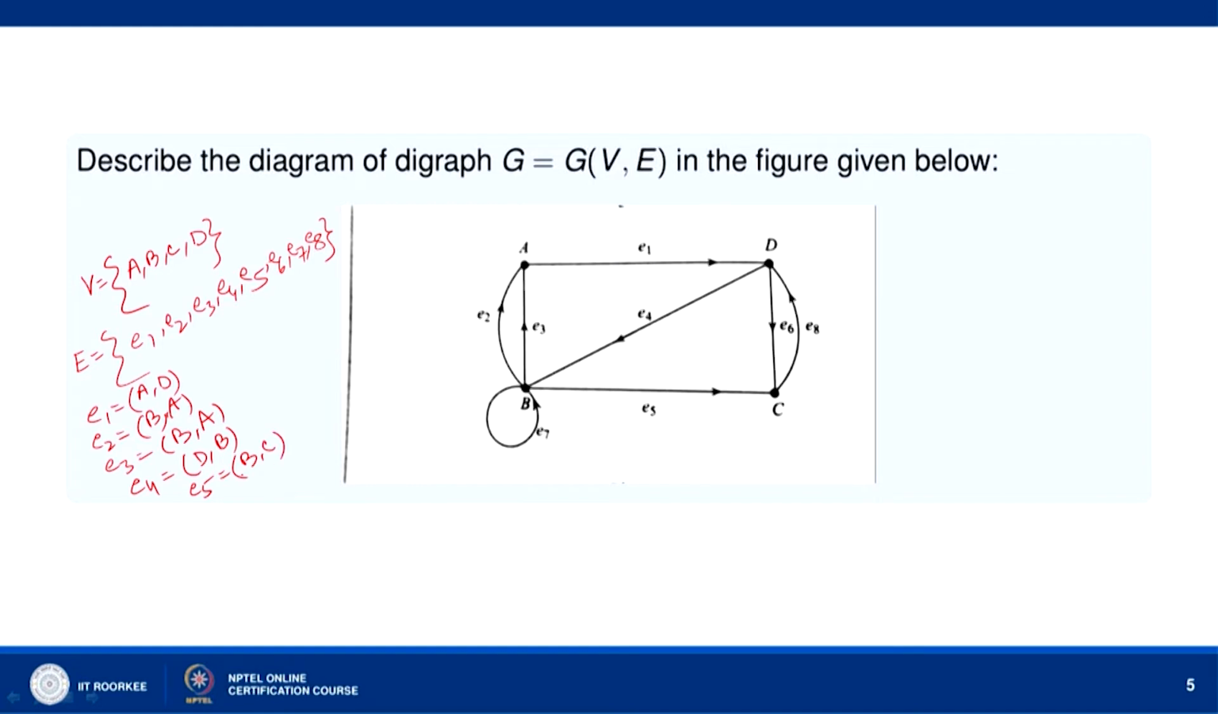Okay. E6 is DC, E7 is BB, it is a loop, okay, and E8 is equal to CD.